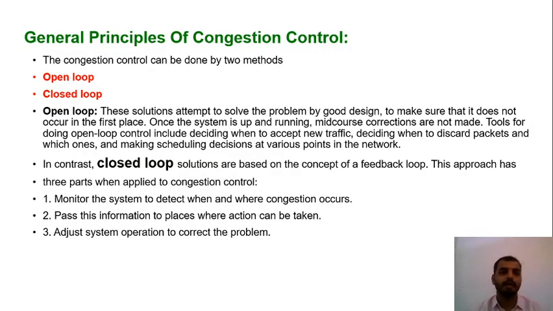Now coming to the general principle for congestion control. There are two things. The first one is open loop and the second one is closed loop. What do you mean by open loop? Open loop will avoid the congestion by stating enough is enough, more people cannot be called within the room. In the sense, if there is an auditorium which has a capacity of only 100 people, if 150 people have come, it will allow only the first 100 people.